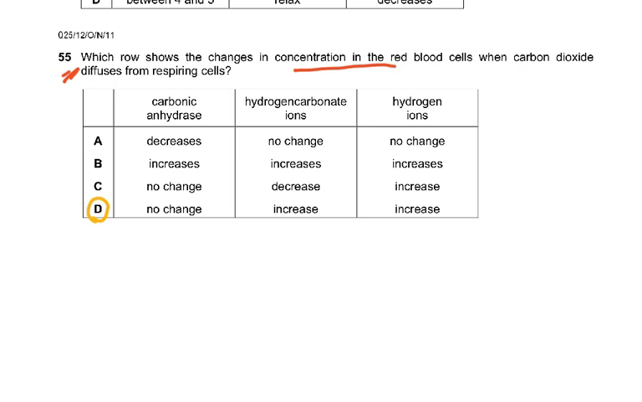Which row shows changes in concentration in the red blood cells when carbon dioxide diffuses from respiring cells? Carbonic anhydrase is an enzyme, so there's going to be no change in that. Hydrogen carbonate ions will increase and hydrogen ions will increase. When carbon dioxide diffuses from respiring cells, more CO2 combines with water to form carbonic acid, which dissociates into H ions and HCO3 negative ions. H ions combine with the hemoglobin to form hemoglobinic acid, and the HCO3 negative ions diffuse into the plasma.